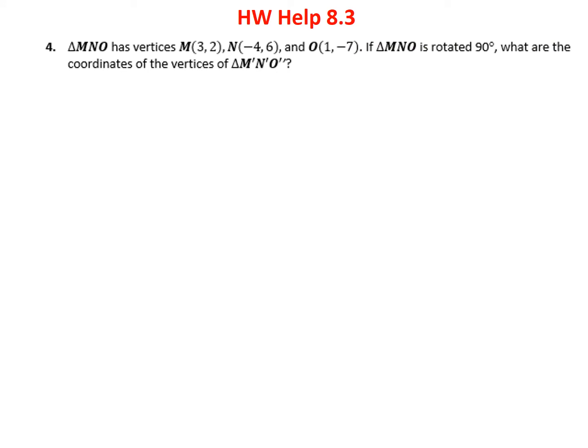Problem 4 is a relatively simple problem. It asks us to take this triangle with the following vertices and rotate it 90 degrees. We don't even have to draw it. So all we're going to do is use our rule that says (x, y) goes to (-y, x). The process is relatively simple. In each case, I'm going to take (x, y), first switch them to (y, -x), and then take the opposite of it.